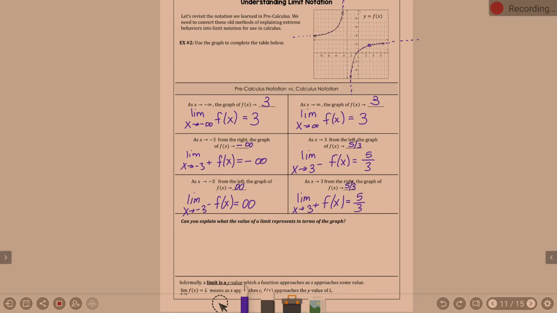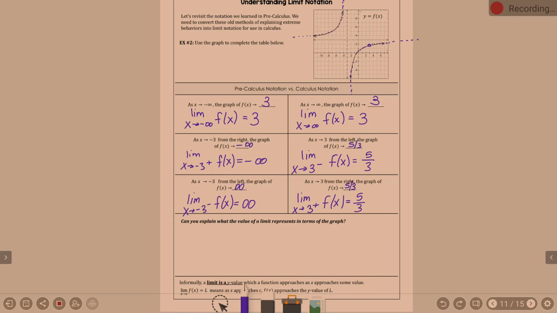Thoughts here? What's the value of a limit represent in terms of the graph? Represents asymptotes. It represents where the graph is going, what you can't see. Okay. What are we looking for when we're looking for the value of the limit? What all these limits equal to are what kind of values?